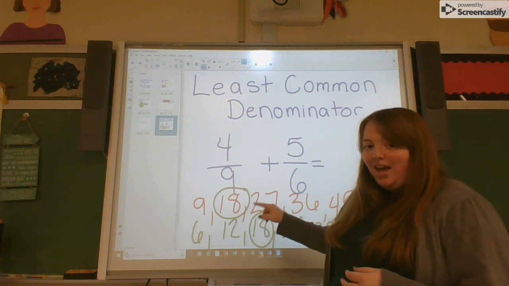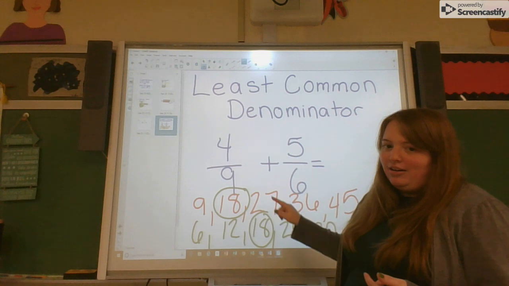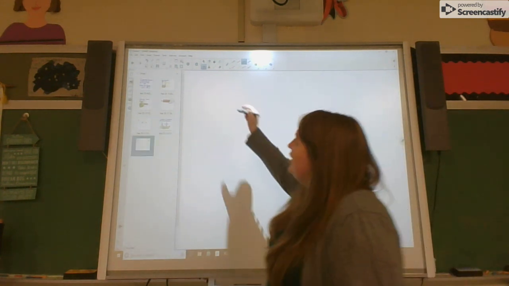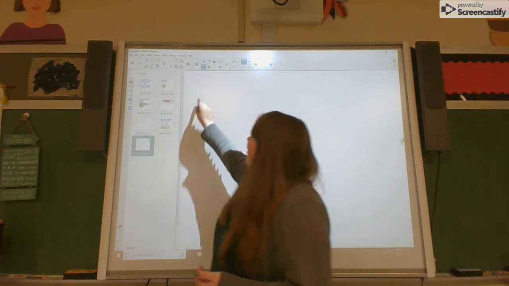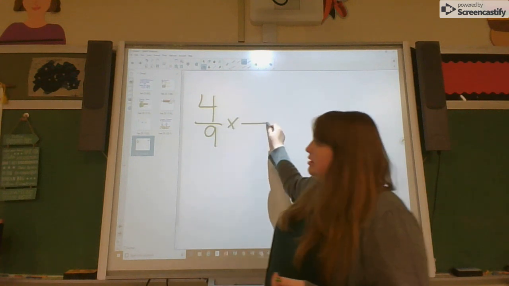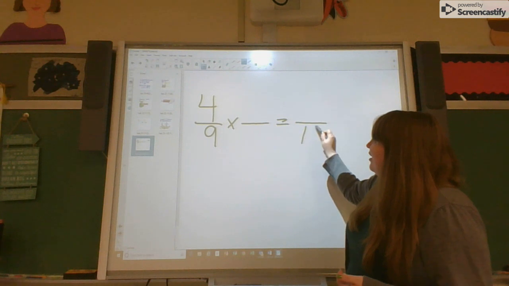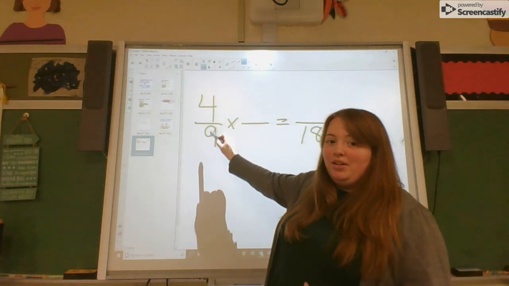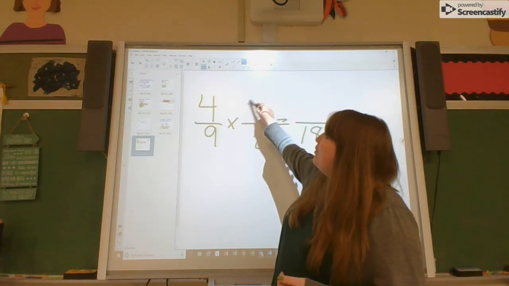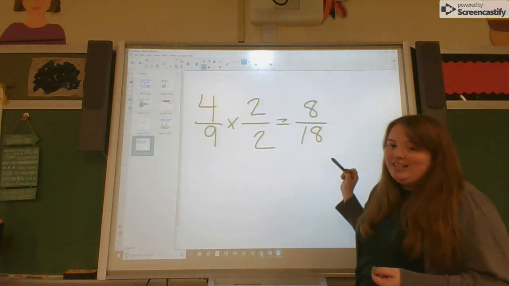So I would then change 4/9 and 5/6 so that the denominator is 18 on the bottom. I like to set it up like this: 4/9 times something gives me something over 18. Well, I know 9 times 2 gives me 18. So then I'm going to multiply the 4 by 2, multiply straight across, and I get 8/18.